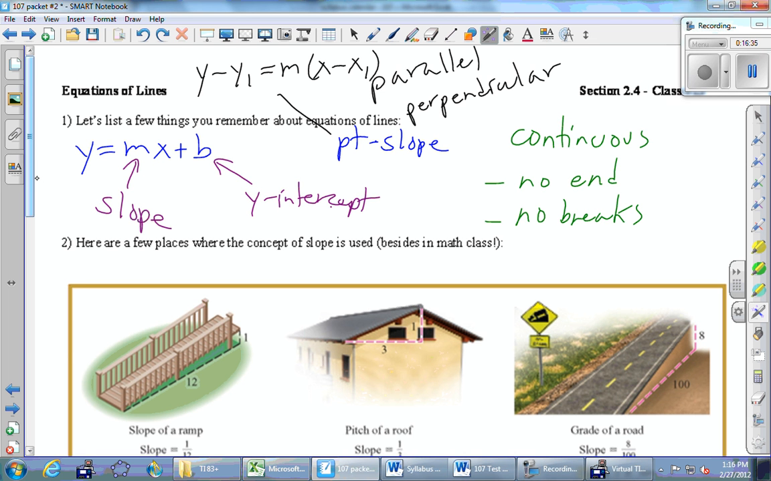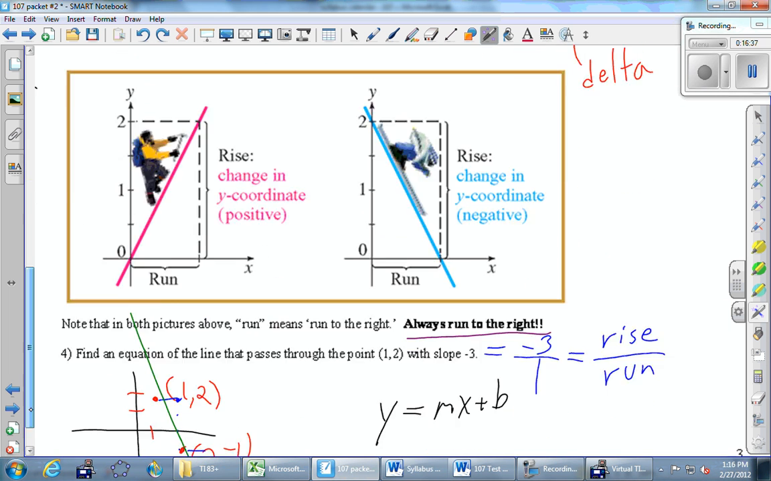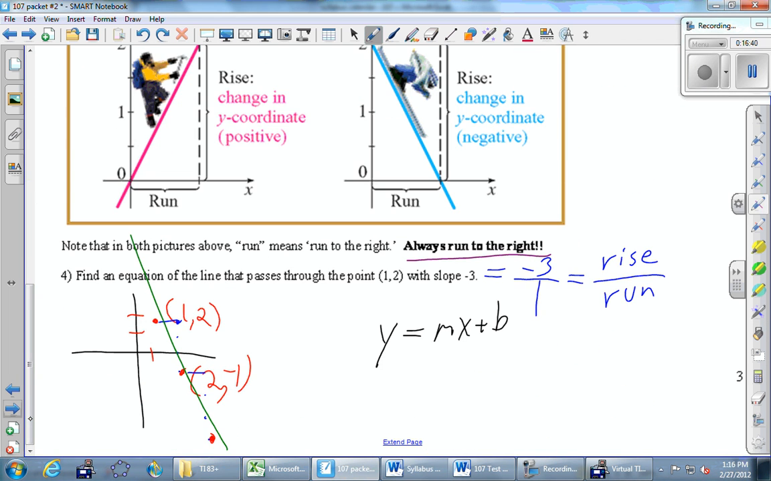But we have to do some work to get b, right? Let's see if we can do it. Okay, y equals mx plus b. m stands for what? Slope. Slope is given in this problem. It's -3. x is just x, b is b. So I've got that. All we did is change the m to a -3. And then we're going to substitute. We're going to say, okay, this 1 is an x value, and that 2 is a y value. That's an x, and that's a y.